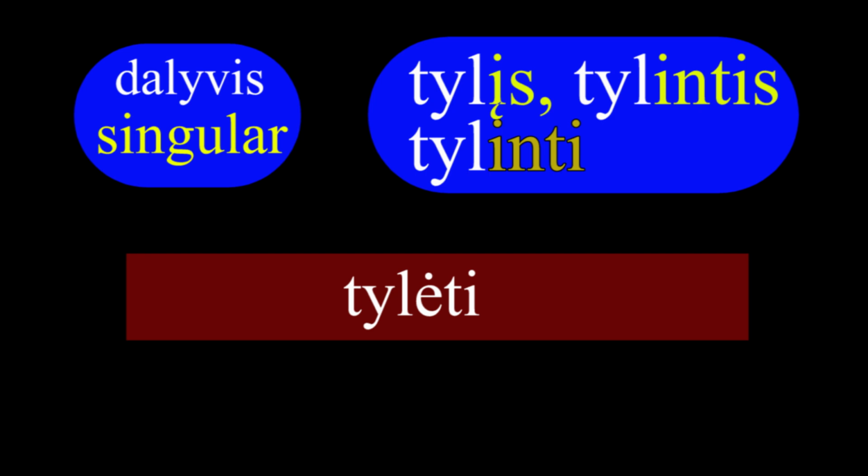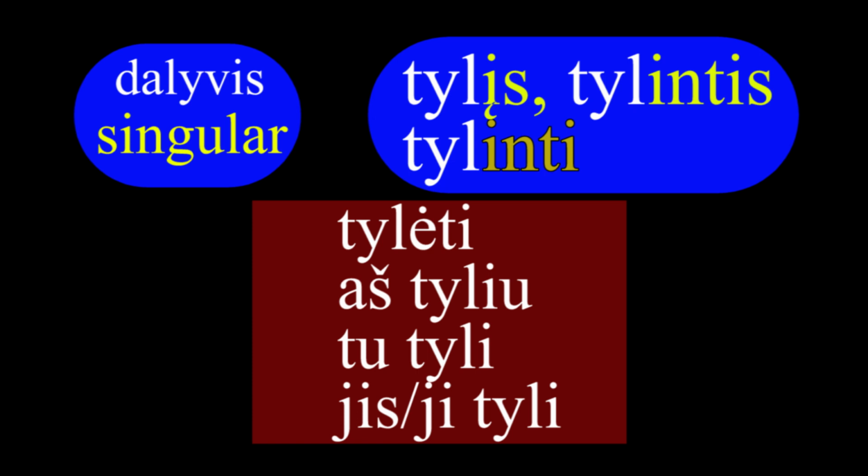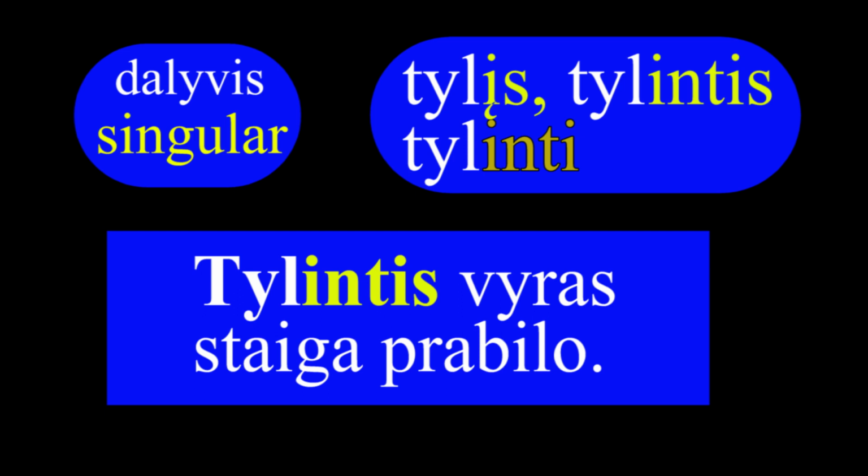It's like silenting. Aš tyliu, it's a verb. In English we don't have a verb to be silent. Silent is not a verb. And in Lithuanian, tylėti, aš tyliu. I do silenting. Aš tyliu, tu tyli, jis tyli. And we have participle, tylys, a person who is silent at the moment. Tylys, tylintis, and for feminine, tylinti. And plural, tyly, tylintys, tylinčios. Tylintis vyras staiga prabilo. Prabilti, it's to start talking. Prabilo, he started talking. The man who was silent, he suddenly started talking.